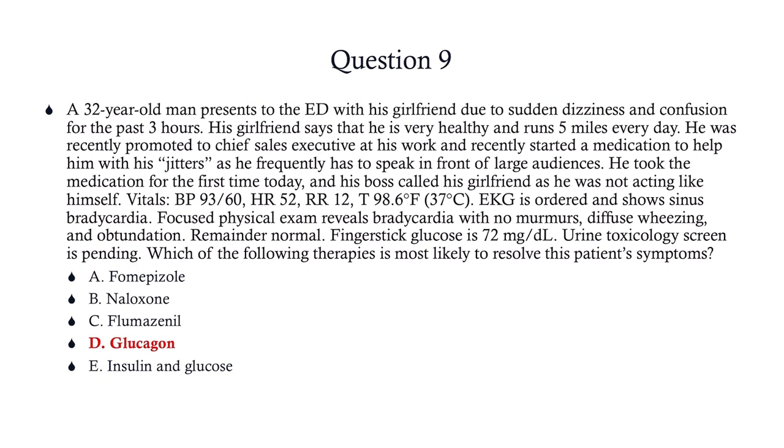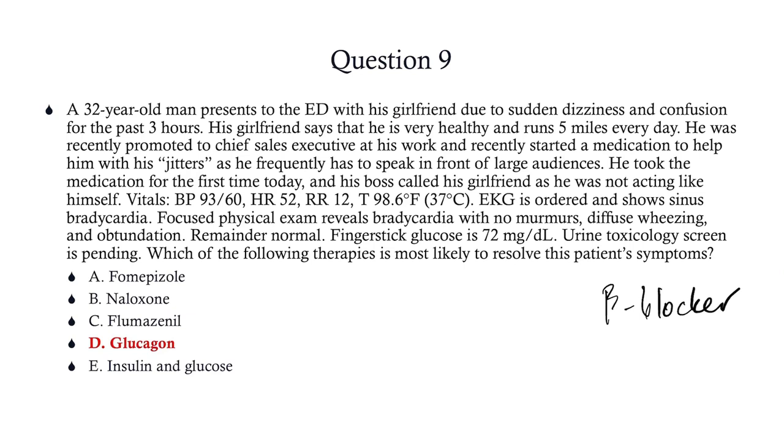So what kind of drug is this patient on? Well, he was put on a medication to help him speak in front of large audiences. What is that? That's performance anxiety. What drug do we give for performance anxiety? We give propranolol. That's a beta blocker. Okay, it's really good for performance anxiety, for public speaking anxiety. And so this patient is on a beta blocker. And what we see here is that he has beta blocker toxicity.